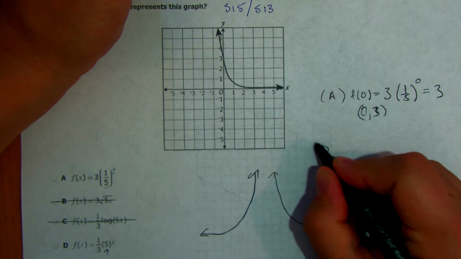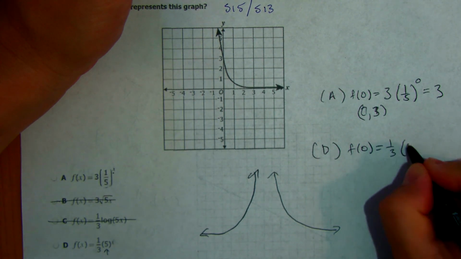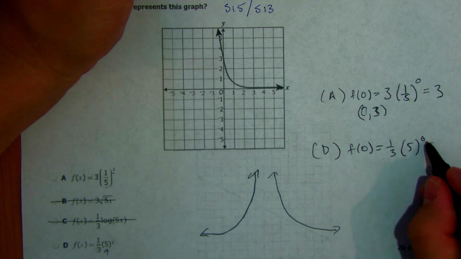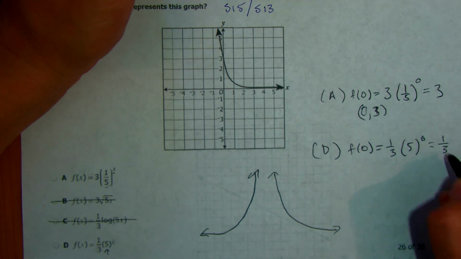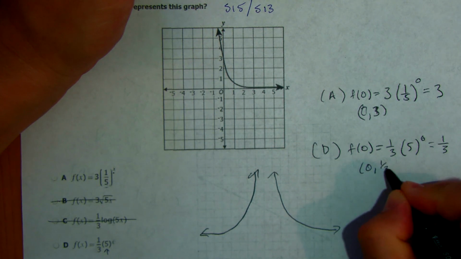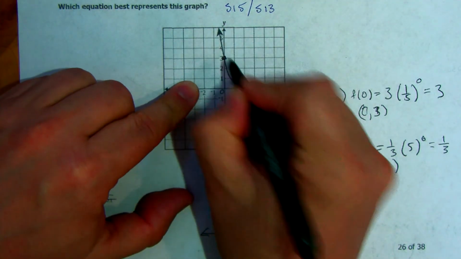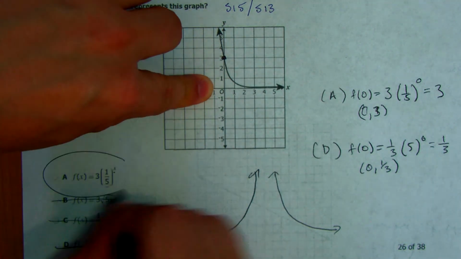If I look at D, f of 0 would be 1/3 times 5 to the 0 power. Well, 5 to the 0 power, again, is 1. Anything to the 0 power is 1. So f of 0 would end up being 1/3. So we get a point 0, 1/3. If I look at this curve up here, I can see there is a point 0, 3. There is no point 0, 1/3. So it couldn't be D, and it has to be A.